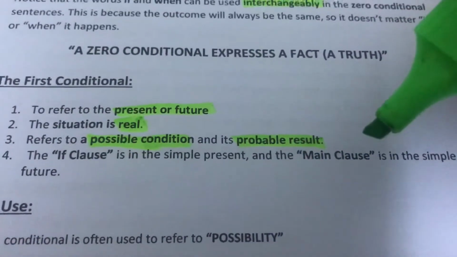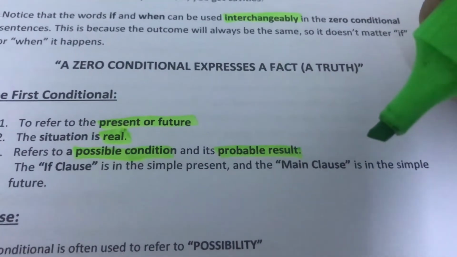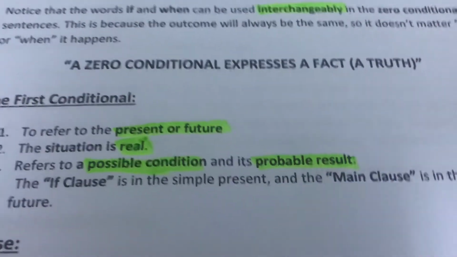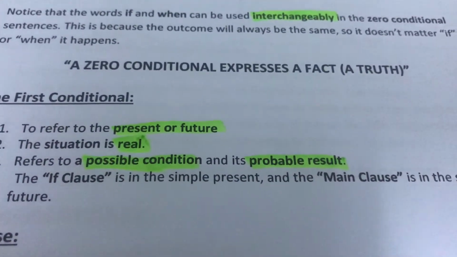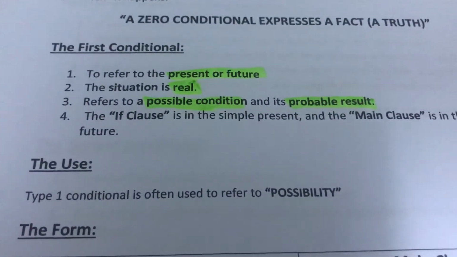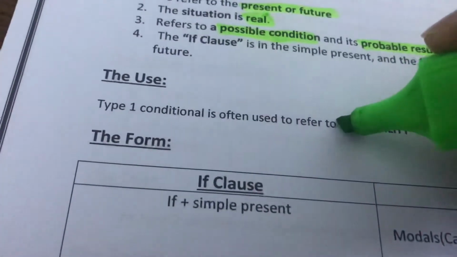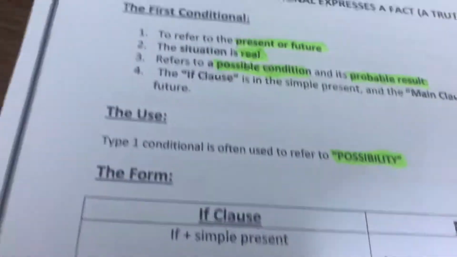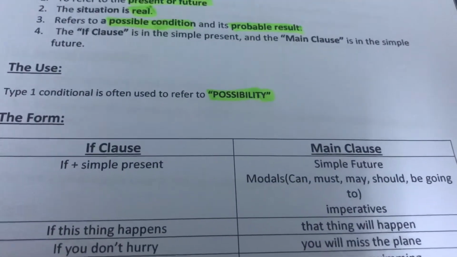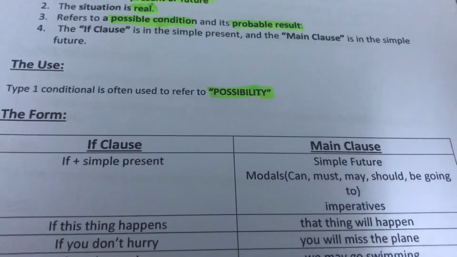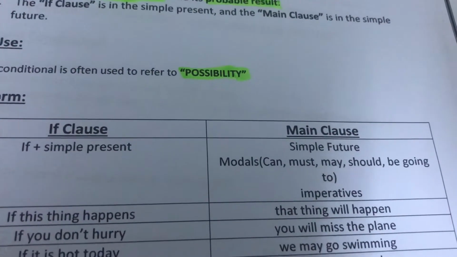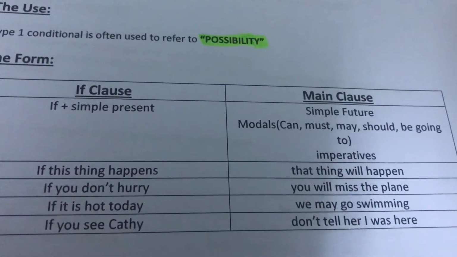The if clause is in the simple present and the main clause is in the simple future. If this thing happens, the result will be like this. The use: why do I use it? Type 1 conditional is often used to refer to possibility, as we said before. The form: if plus simple present, and the main clause will be in the simple future, or we can use modals such as can, must, may, should, be going to, or imperatives, which we talked about.